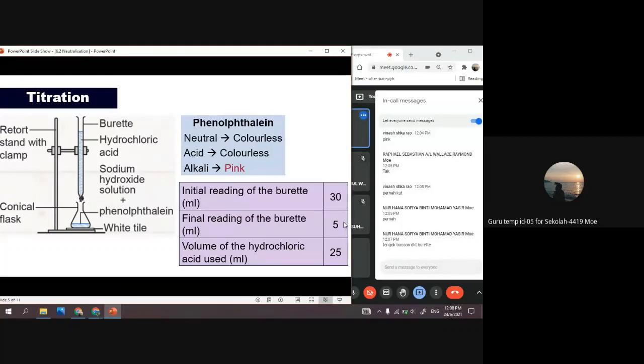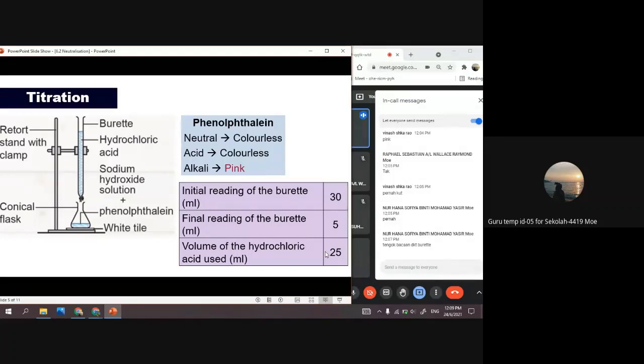Right? Ya, Hana Sofia say, tengok bacaan dekat burette. Yes, betul. Kena ambil initial reading sebelum start titration ni. Dan once you are done with the titration, you also need to take the final reading of the burette. And then tolak je lah final reading dengan initial reading. So you will get the volume of hydrochloric acid used. Okay, so far so good.